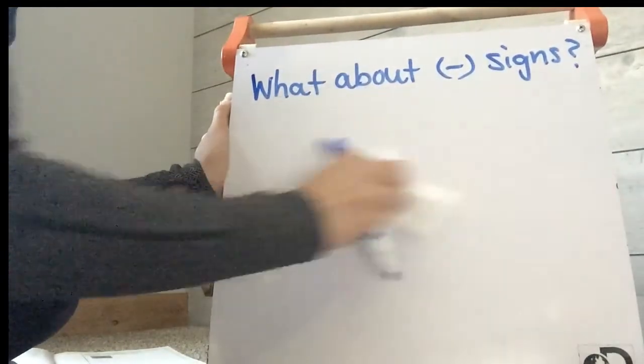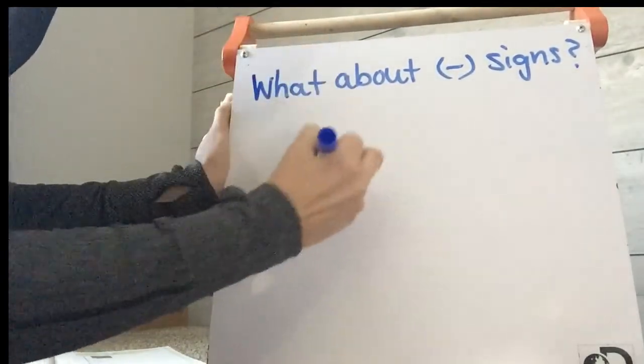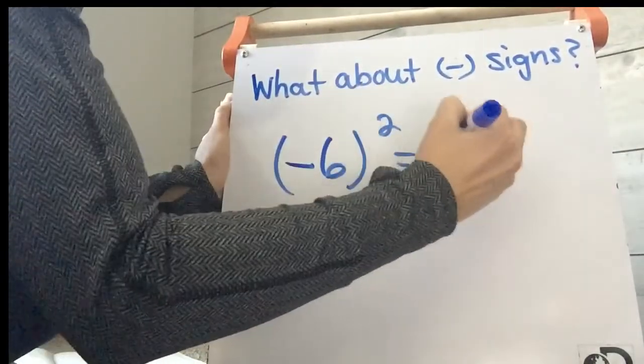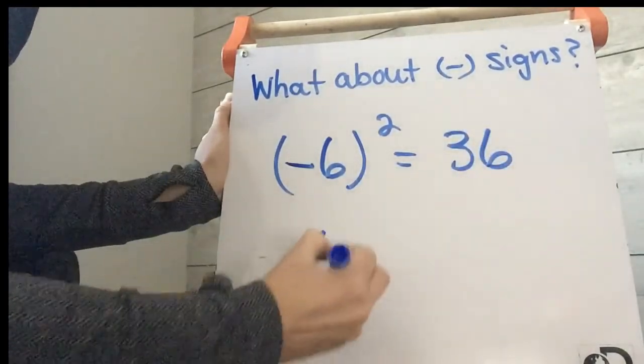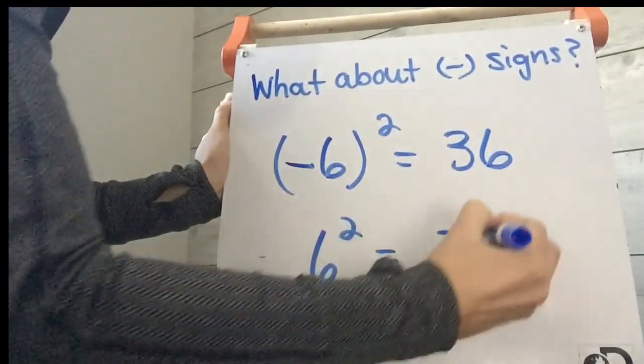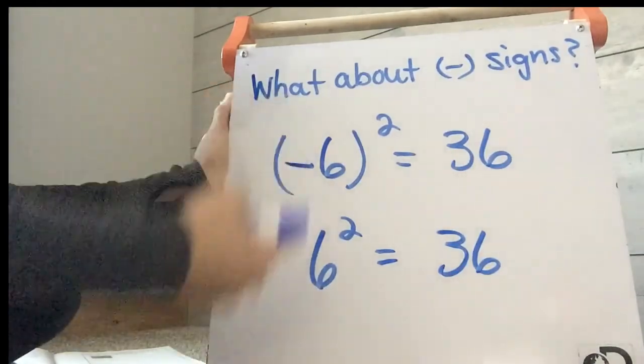But you might go, well, you know, Mrs. Kluber, it could be negative 6 that you're squaring, right? Because that's going to give you a positive 6. And 6 squared, that gives you a positive 36. How do you know which one it is?